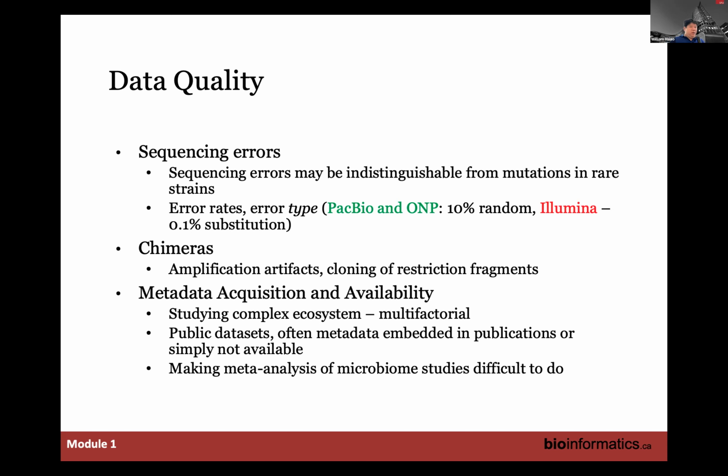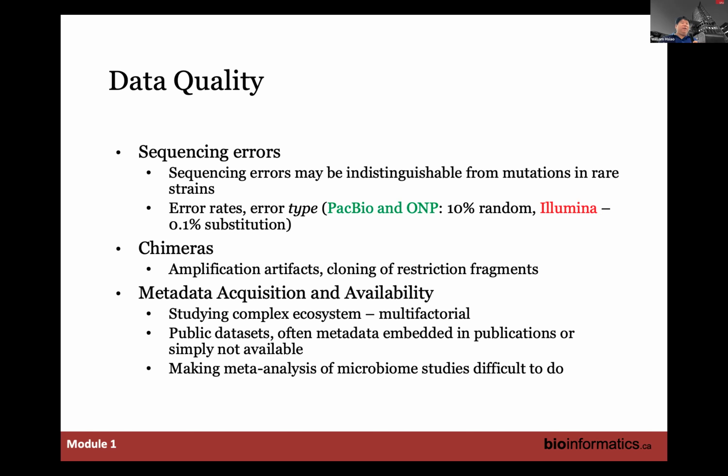There are also still issues, especially with some of the target amplicon protocols. You can have chimeric sequences, and if you have a sample that doesn't have a lot of material, then amplification artifacts and cloning of restriction fragments are some of the issues that can create chimeric sequences in your data.